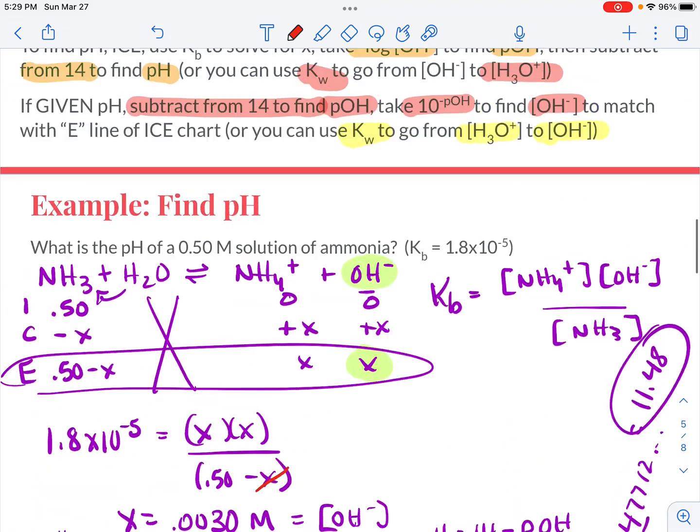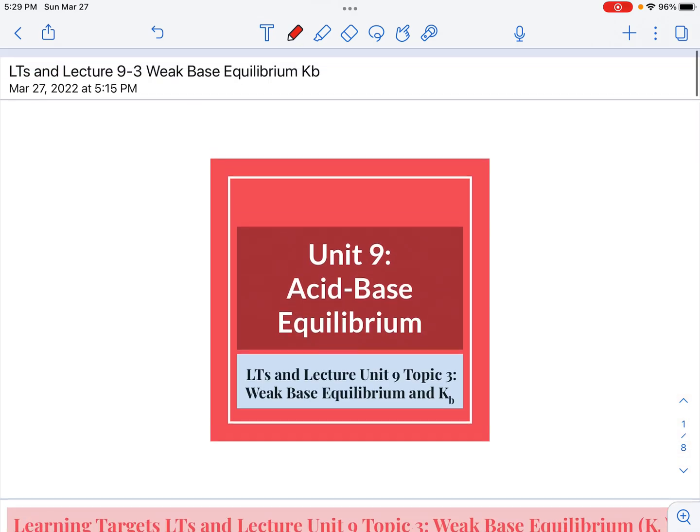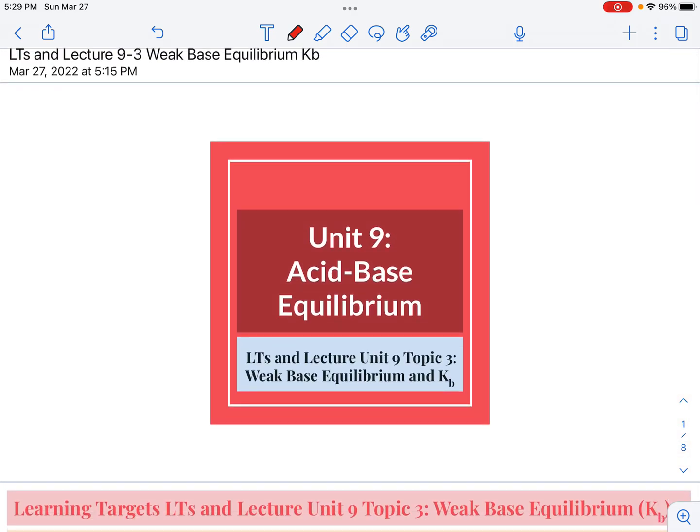So hopefully, now that you have a good background of Ka, Kb will be pretty straightforward and pretty easy. And we'll do some practice in class, and then we'll move on to how we use that when it gets a little bit harder.